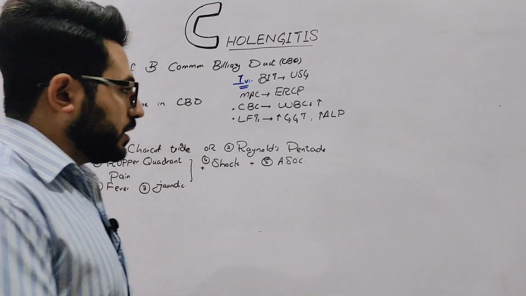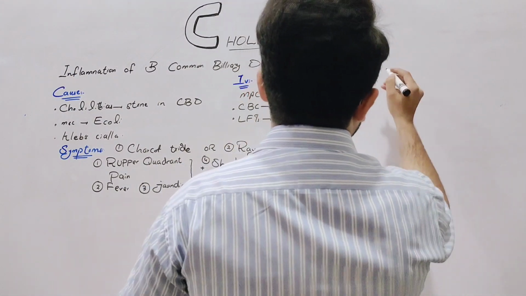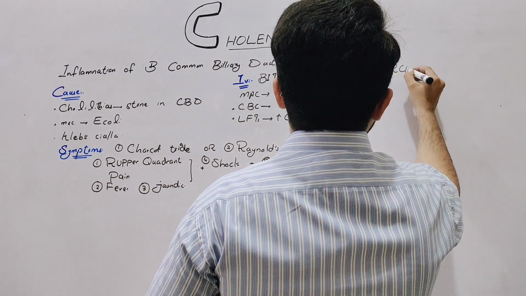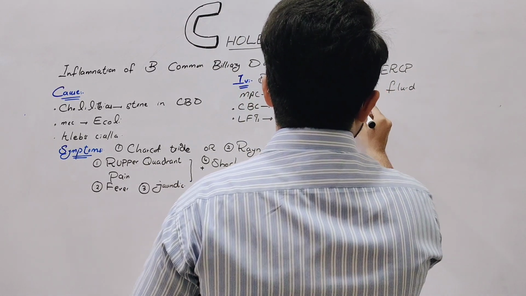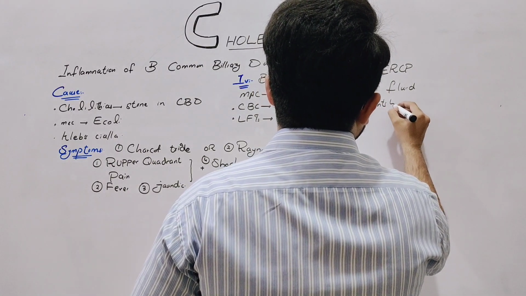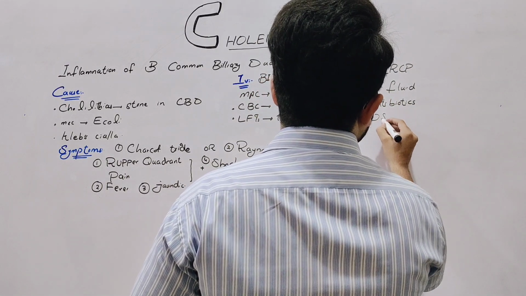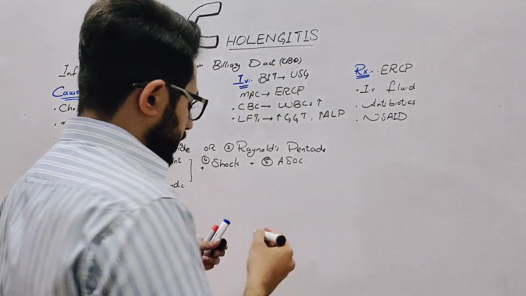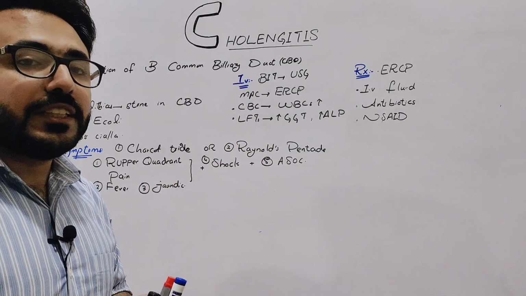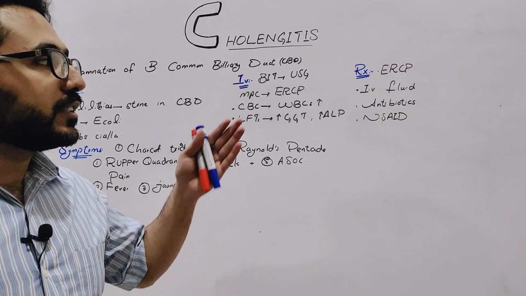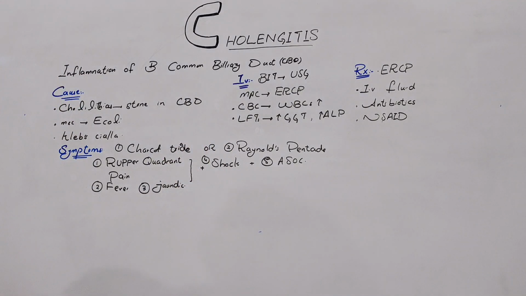Now, treatment. The treatment of choice is ERCP, plus IV fluids, plus antibiotics, plus NSAIDs. In this condition the patient is seen as a very toxic case. In a toxic case, first you should reduce the inflammation, then do surgical procedures like ERCP. So this is cholangitis.